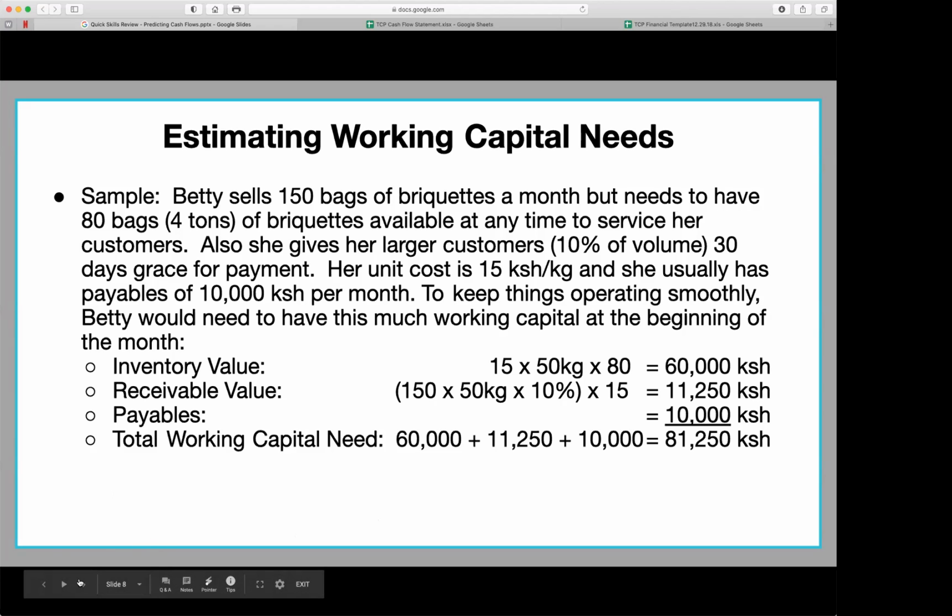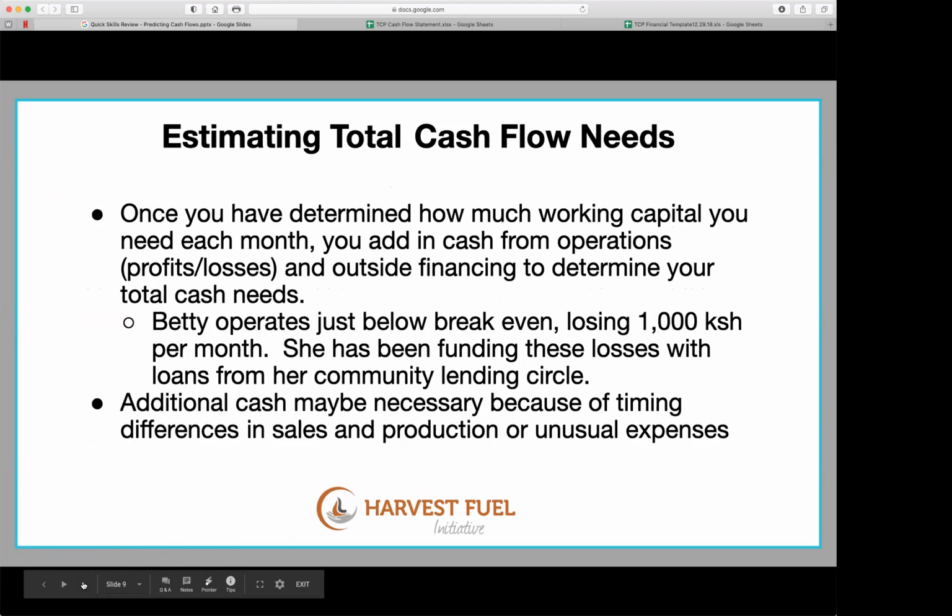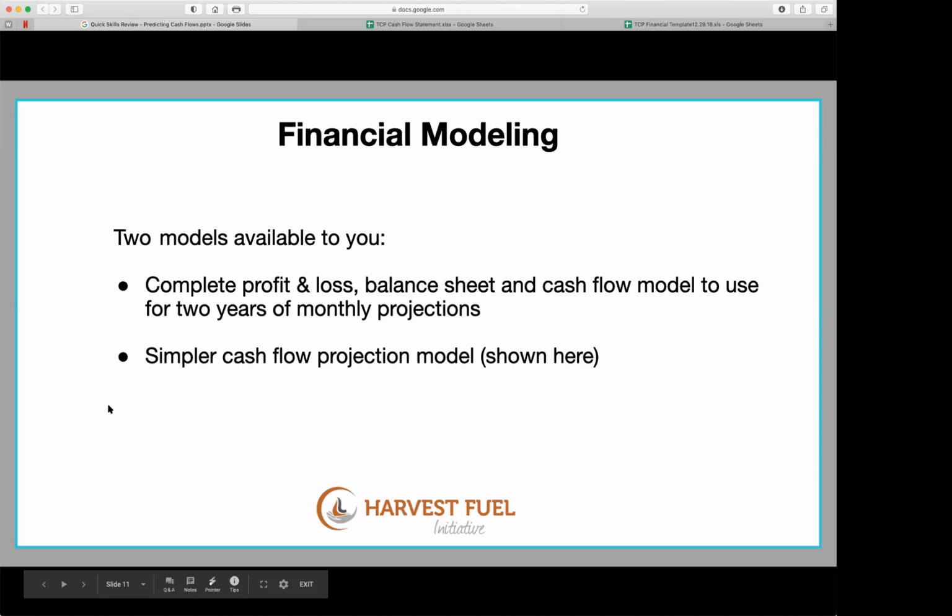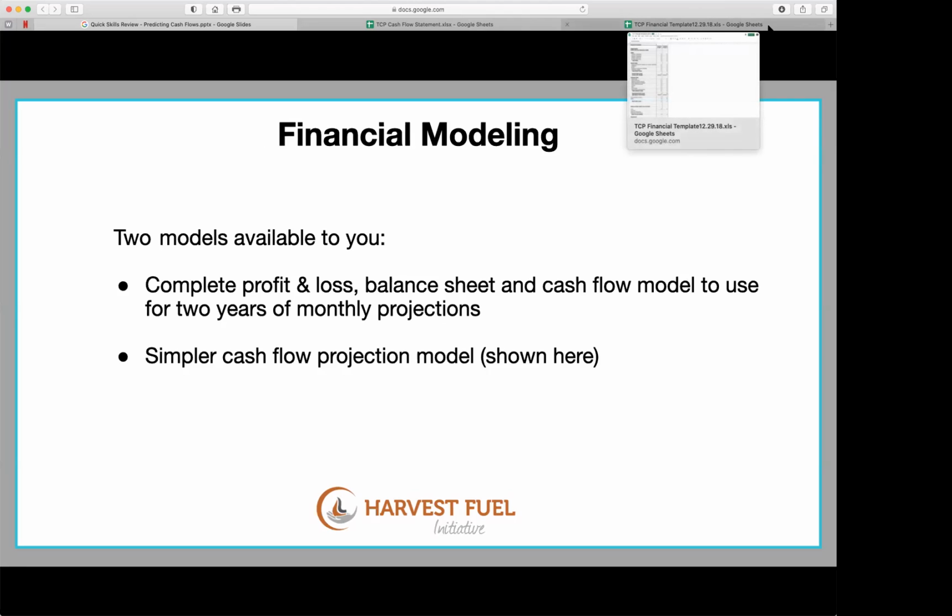So let's see. I'm going to move on now. Okay, we did this already. Now we're getting to the financial modeling. I have 2 models. One that I've used a lot with entrepreneurs, and I'll show it to you really quickly. Let's change my screen sharing. One sec.